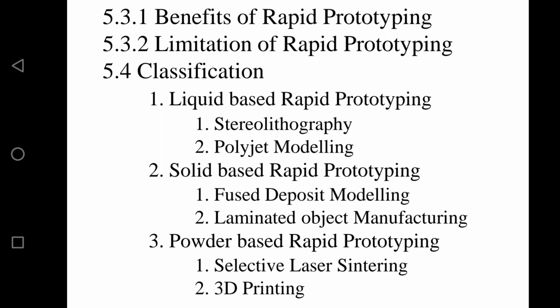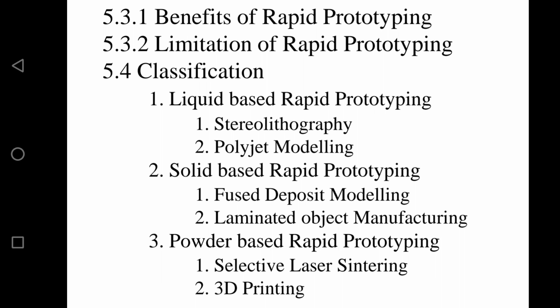So in liquid based rapid prototyping system, the initial material used is in the form of liquid state. The liquid used is a simple organic resin that cures or solidifies under the exposure to light. Okay, so that is liquid based rapid prototyping system. Well, we have two different types of liquid based rapid prototyping systems. One is stereolithography and second one is polyjet modeling. In the next class we are going to study what are these stereolithography and polyjet modeling.